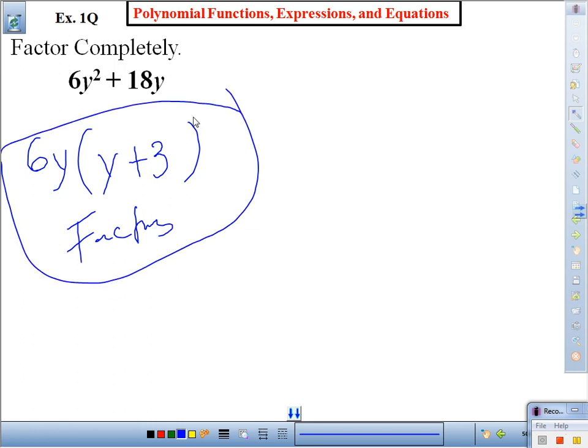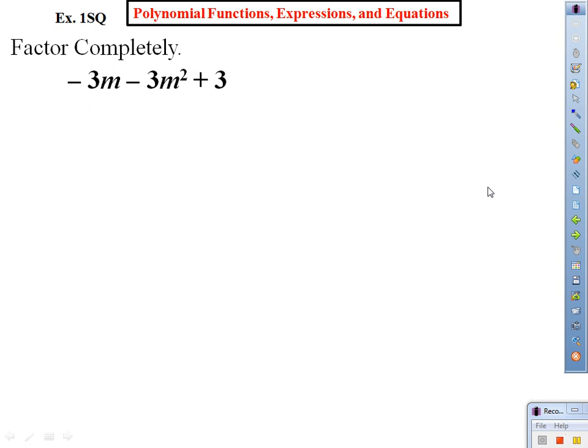Okay. Y'all ready? Okay, put on your seatbelt because we're cranking it up a notch. Yes? Here we go. Copy this one. Example 1 super cube. Negative 3m minus 3m squared plus 3.